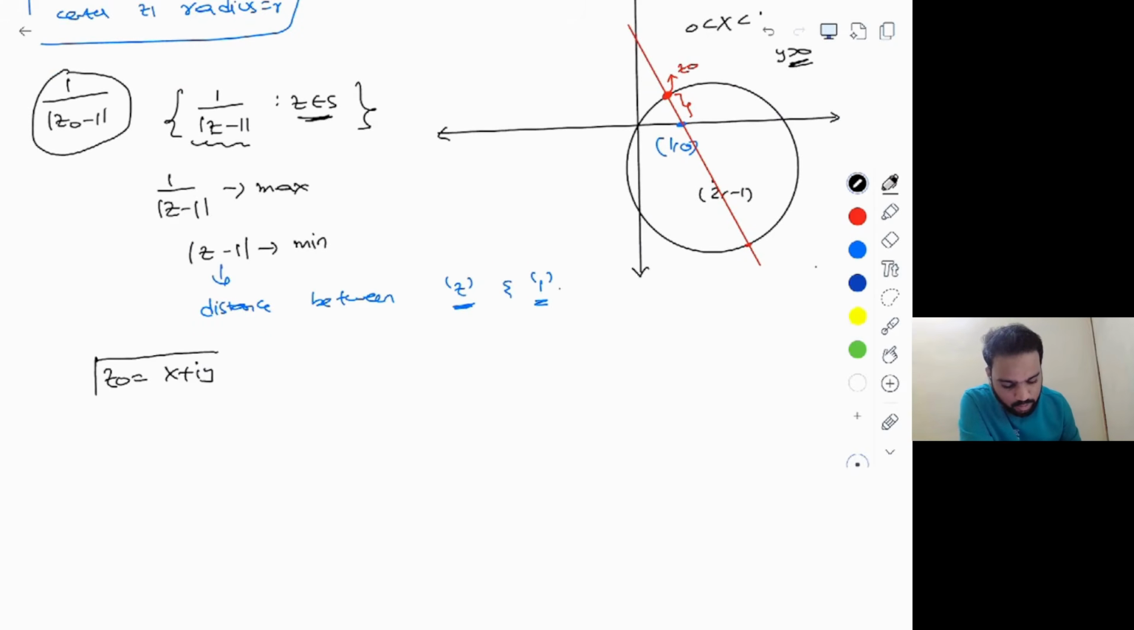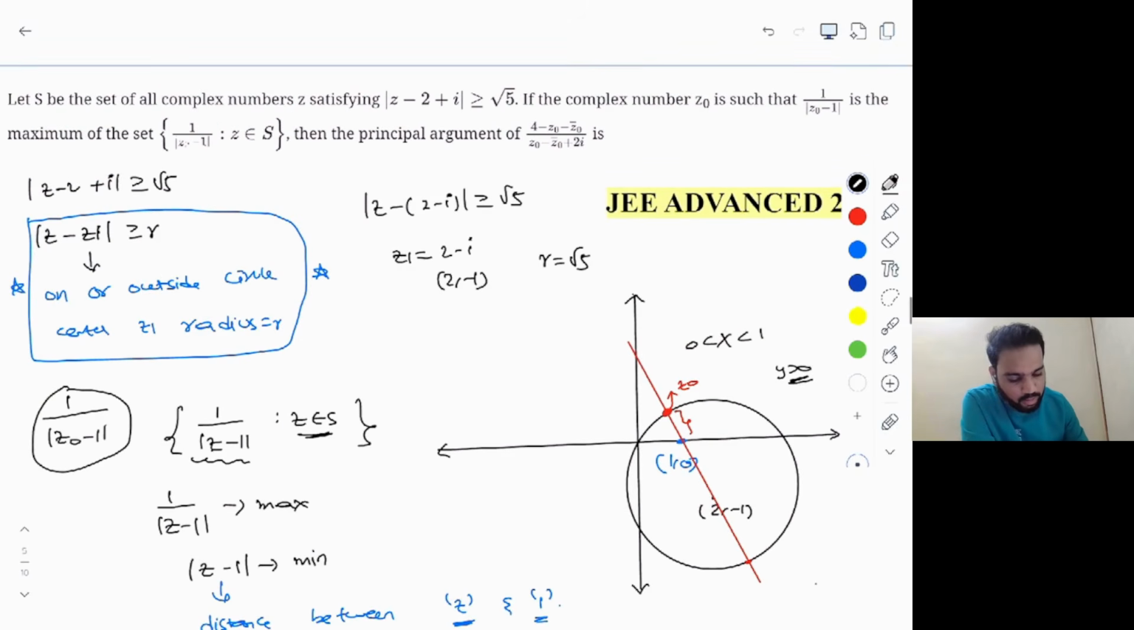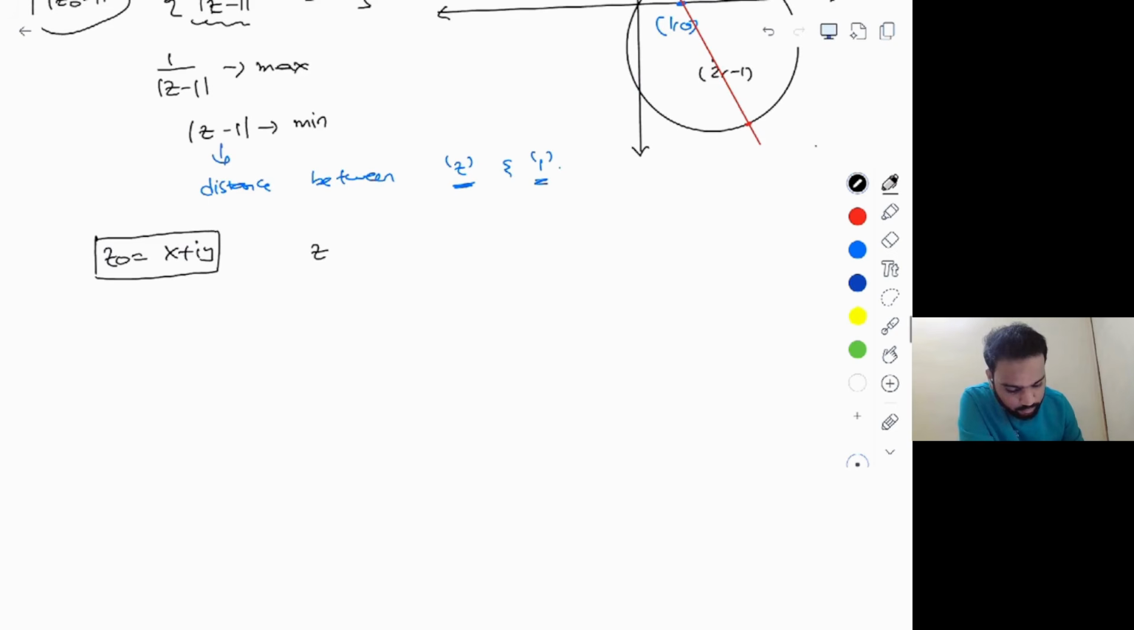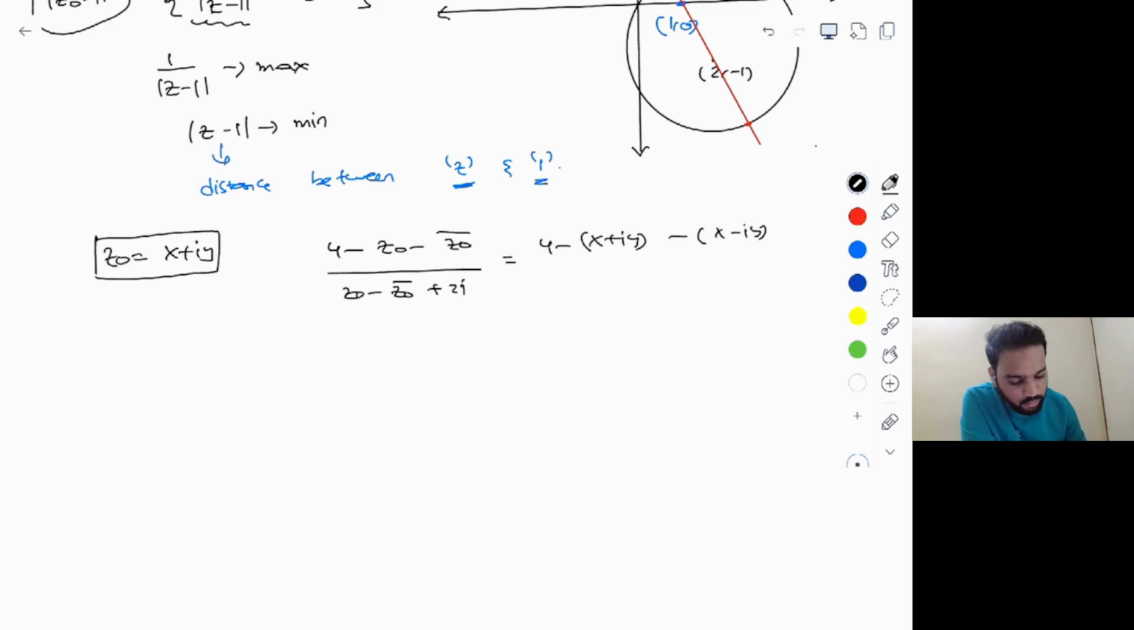Now, since we have taken z naught equals x plus iy, now let's look at the required part here. The required part is the argument of (4 minus z naught minus z naught bar) whole divided by (z naught minus z naught bar plus 2y). Now let's put the values of z naught here in terms of x and y. 4 minus (x plus iy) minus of z naught bar, which is nothing but x minus iy, whole divided by, again, z naught is x plus iy and minus of z naught bar is x minus iy, plus 2y.